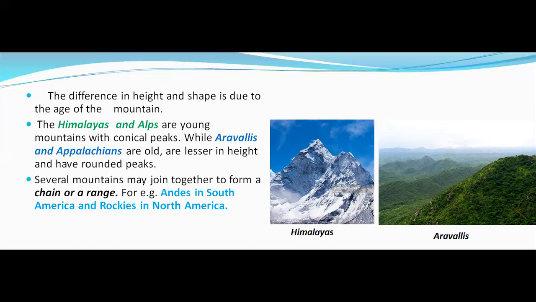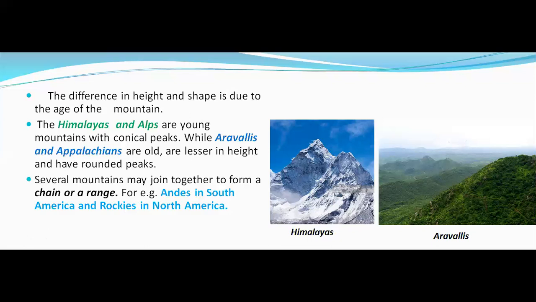So, the Himalayas and Alps are young mountains with conical peaks. Children, please look at this picture of the Himalayas where you can see the peak. What is the shape, children, here? Conical, correct. So, what is the example of young mountains? The Himalayas. Yes, the Himalayan range from our country is an example of young mountains, as well as the Alps.